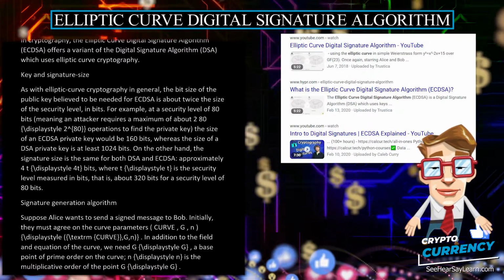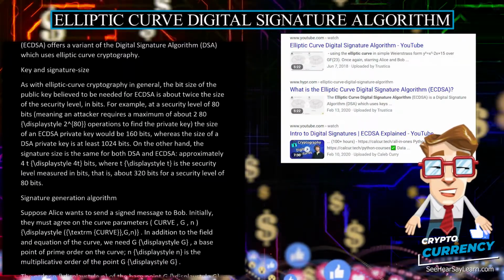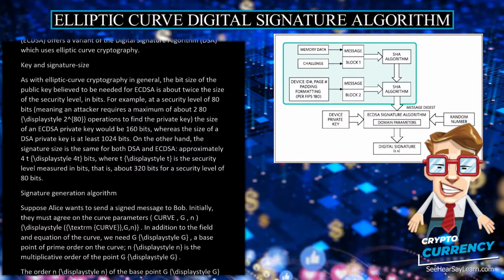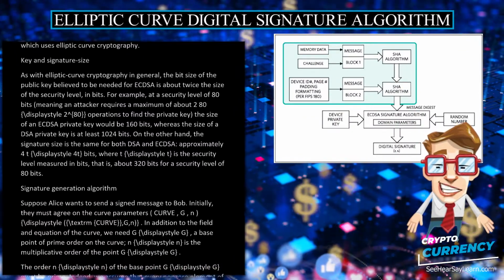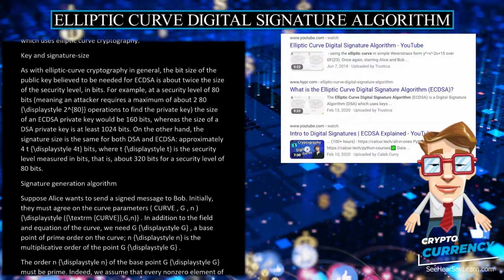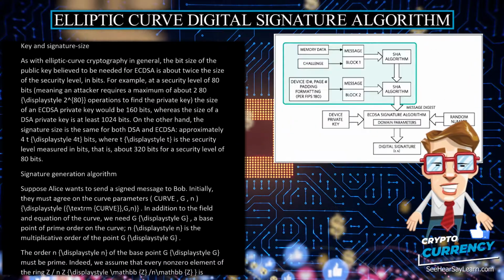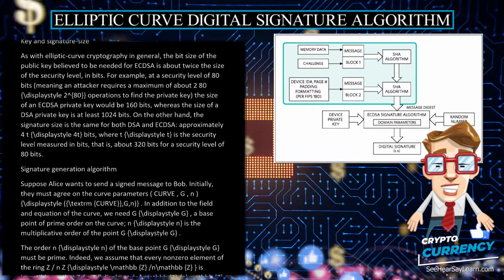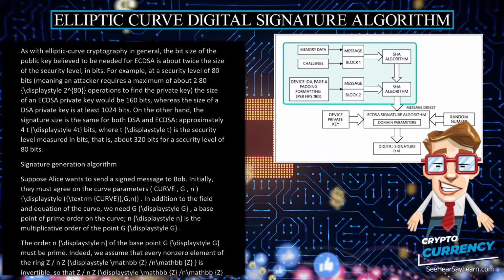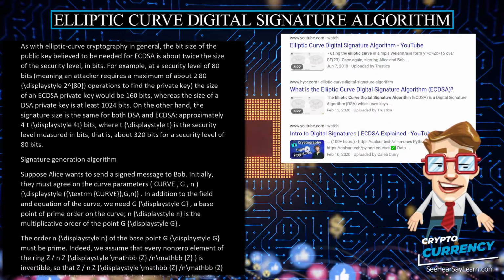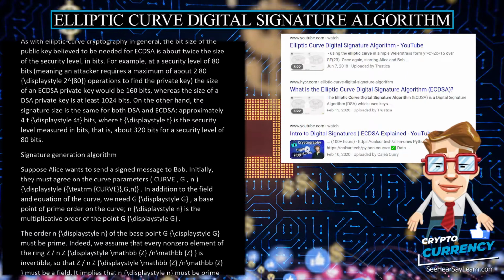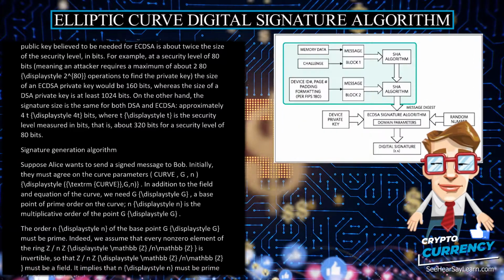On the other hand, the signature size is the same for both DSA and ECDSA, approximately 4T bits, where T is the security level measured in bits, that is, about 320 bits for a security level of 80 bits. Signature generation algorithm.